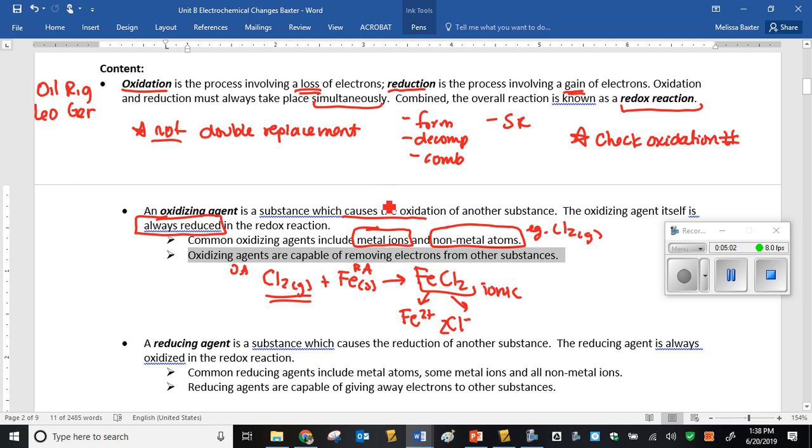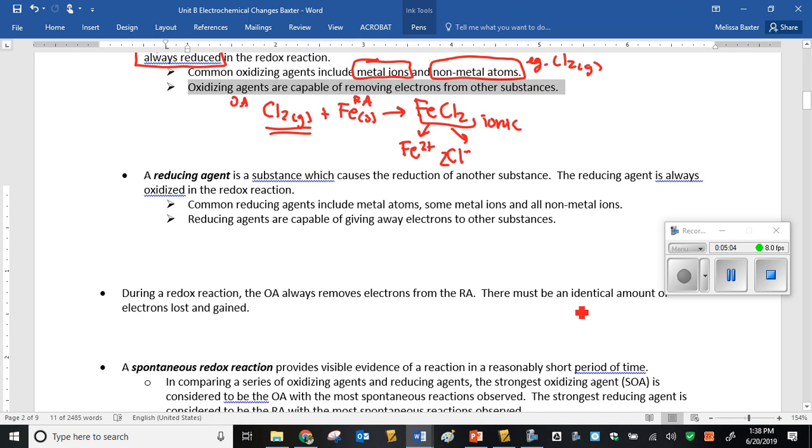Then the reducing agent is just the other side of the story. Reducing agents cause reduction of another substance, but actually are the things that are getting oxidized. So there you're looking for metal atoms, and those are probably the most frequent ones. Metals, because we see them in electrolytic cells, voltaic cells. We see them as part of corrosion reactions, but metals are very frequently the reducing agents.